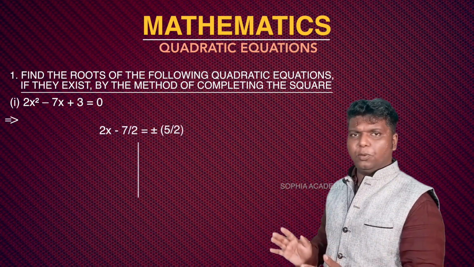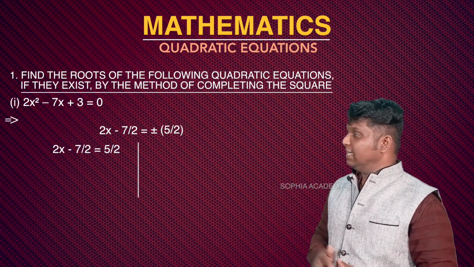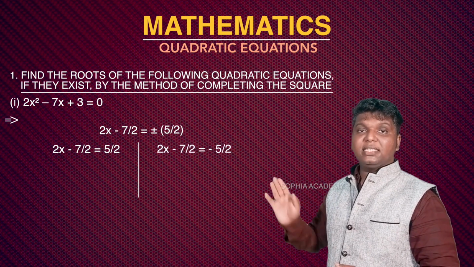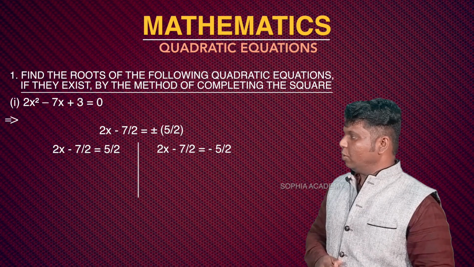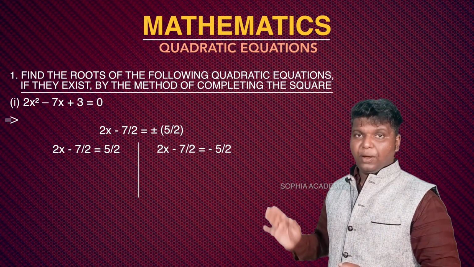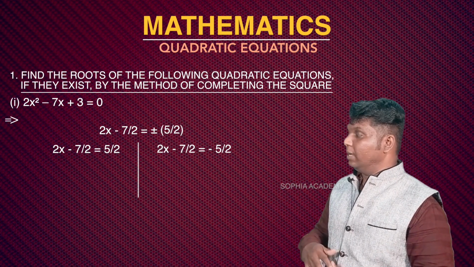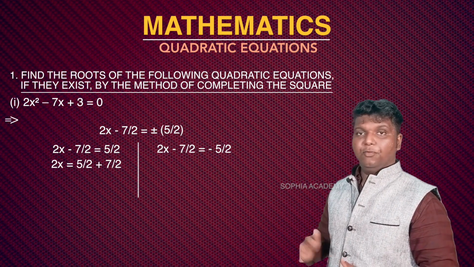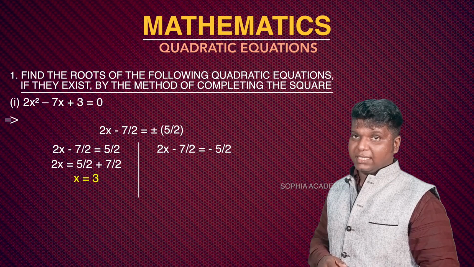So let us divide into two portions. First portion is 2x − 7/2 is equal to 5/2, and 2x − 7/2 is equal to −5/2. Two options are there. From the first option, 2x − 7/2 is equal to, what is the first option? 5/2, right? So taking this 7/2 to the right hand side and simplifying, you will get 2x is equal to 5/2 + 7/2. And for the simplification, you will get x is equal to 3. You got x is equal to 3.